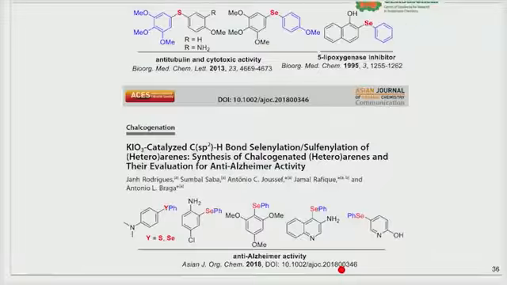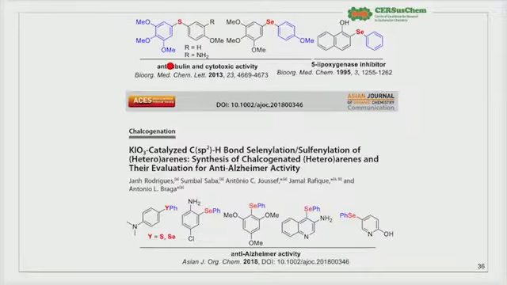We were motivated for this transformation because these very simple compounds have known pharmaceutical properties and biological activities. For example, these sulfides and selenides are known for antitubulin cytotoxic activity or as lipoxygenase inhibitors. Recently, we also demonstrated that these compounds show anti-Alzheimer properties.